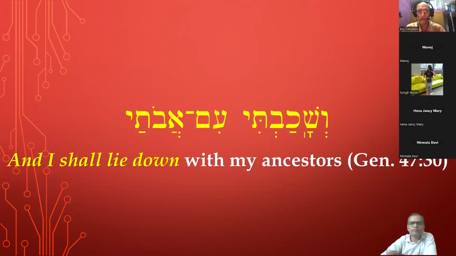Manoj. Veshakhavti im avotai. Translation: And I shall lie down with my ancestors. Super. Verb?